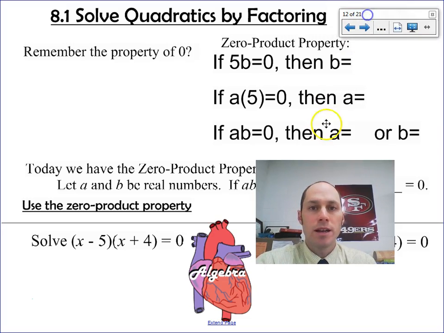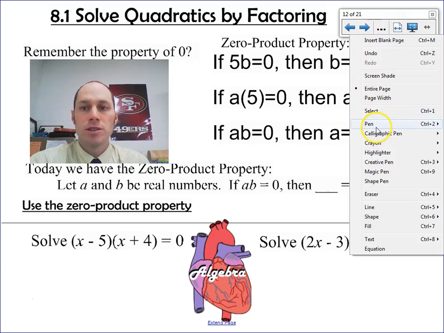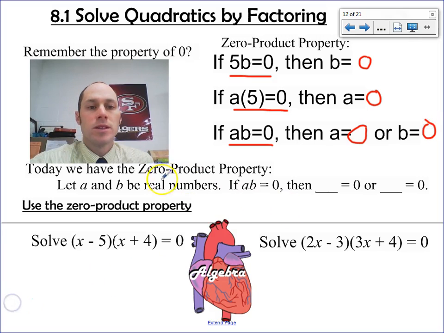So in order to do that, let's just think back to the zero product property. Anything times zero is zero. So if we can apply that understanding, let's say we have the equation 5 times b equals 0. Well, I know b would have to be 0 in order for that to be true. If a times 5 is 0, I would know a would have to be 0. And if a times b equals 0, I know either a is 0 or b is 0. So that is what we call the zero product property.